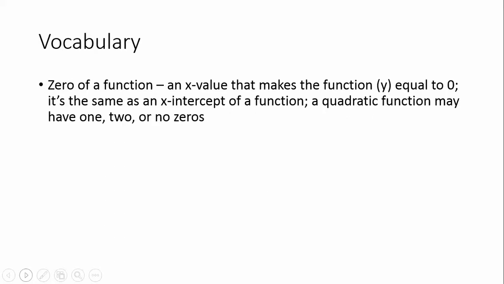So the first is a vocab term, and it's the zero of a function. The zero of a function is an x value that makes the function, or y, equal to 0. It's the exact same thing as the x-intercept of the function, and a quadratic function may have 1, 2, or no zeros. So it's the x value that makes the function equal to 0. Please make sure you write this definition down.